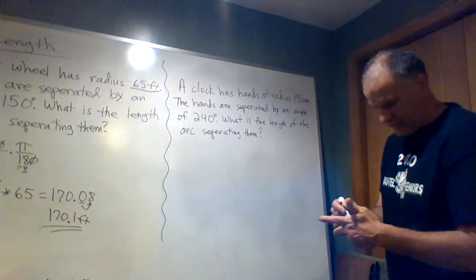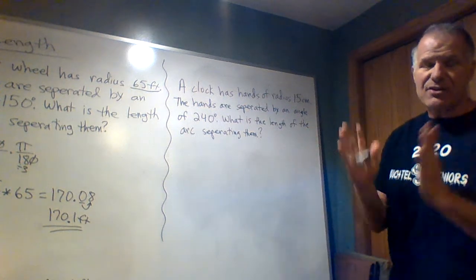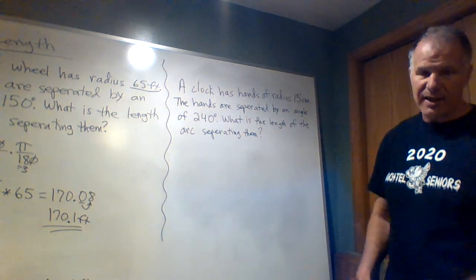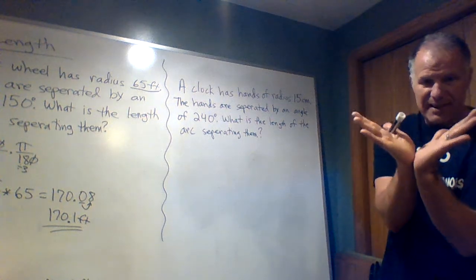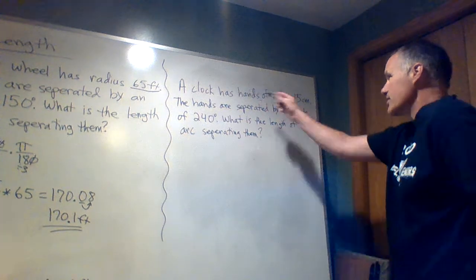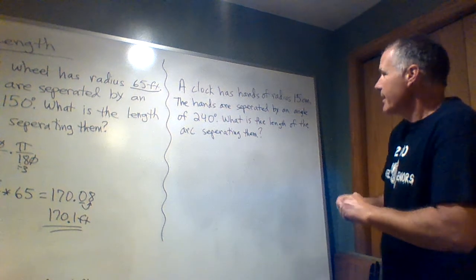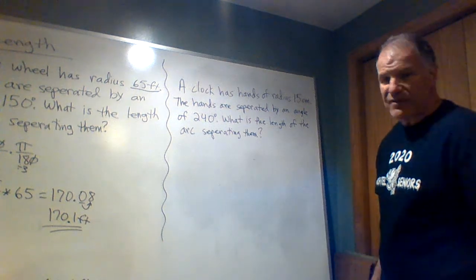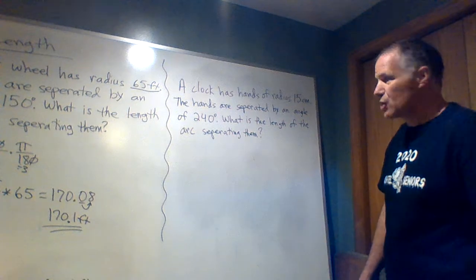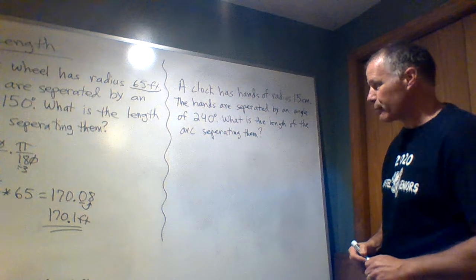Okay, let's try another one here. If you think about a clock like the ones in my classroom, these are clocks that have two different hands, and depending on what time it is, the angle changes when those hands are spinning around. So a clock has hands of radius 15 centimeters. At this time of the day, the hands are separated by an angle of 240 degrees. So what's the length of the arc separating them?